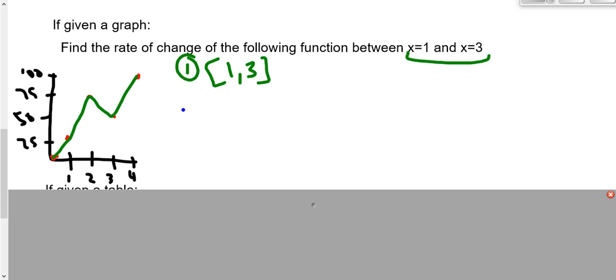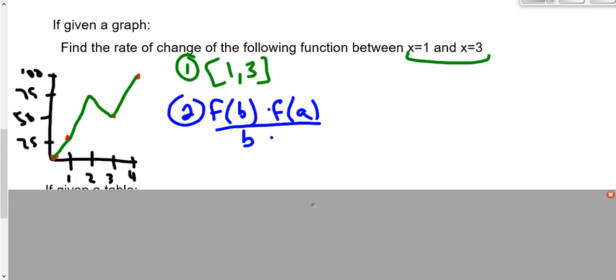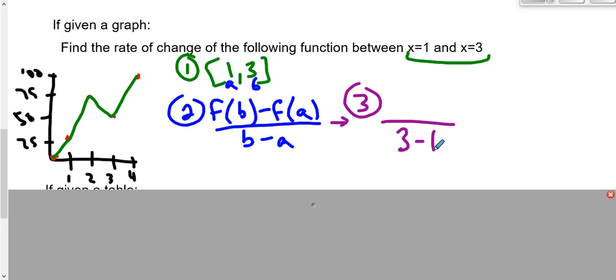Now we want to go ahead and take a look at our formula. We know it's f of b minus f of a over b minus a. And we know that the first x value is a and the second x value is b. So we can go ahead and fill in part of this fraction with values right from our equation. So we have on our bottom b minus a, 3 minus 1. For our top, we have to find f of 3, and we have to find f of 1. And that's where we're going to look at our graph.